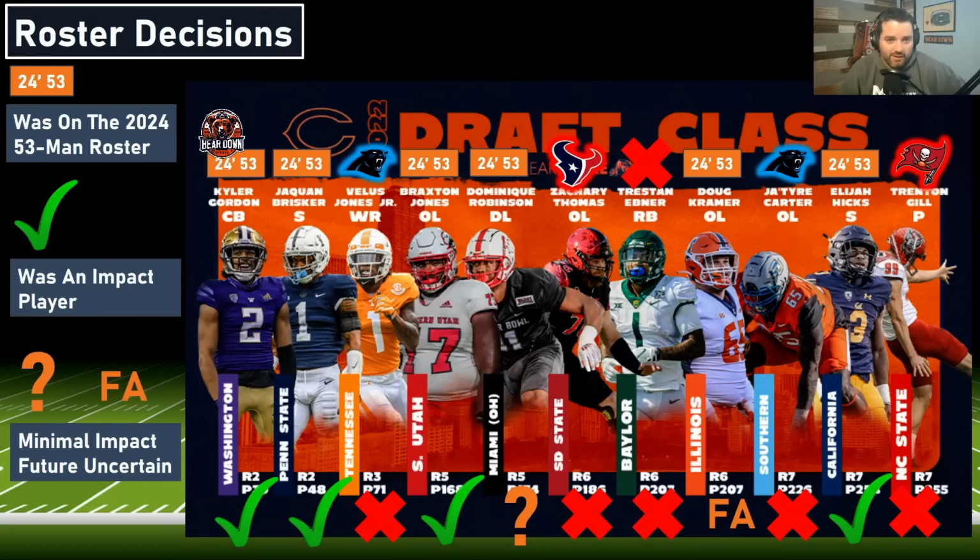So Kyler Gordon, I don't see having any issue being a problem. He's an impact player, and he should be extended. Jaquan Brisker, man, can he stay healthy? Be interesting to see what happens. He's on Twitter nonstop. He's clearly under the belief that he's going to be 100% and that he's back, baby. So impact player when he plays. Has he earned an extension yet? No, this will be one of those big years for him.